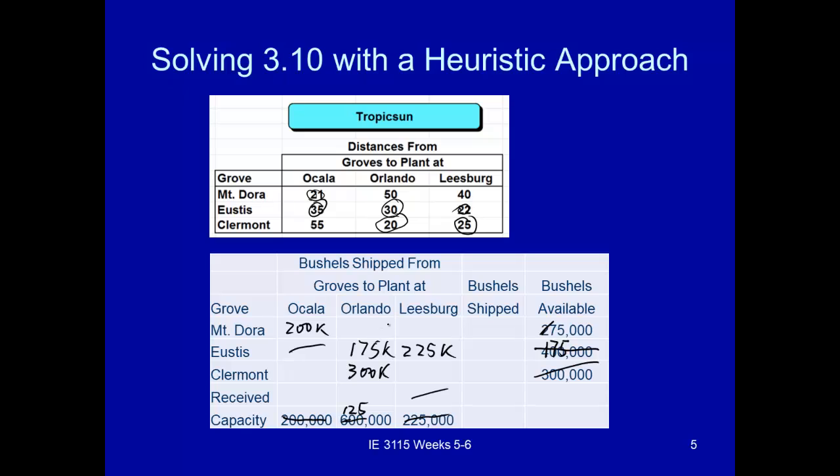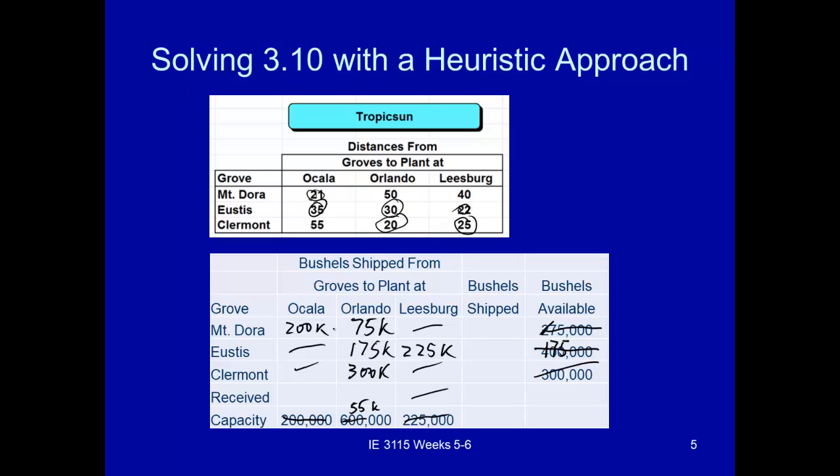Anything else left? So we go to the 40. This one, capacity is used up, so we can't ship anything there. 40, then we go to 50. For 50, we still have 75 available, so we'll put the 75K here. That's here, the 75, and we have 55K capacity left. And we go to 55, that's already used up. So that ends up being our result.